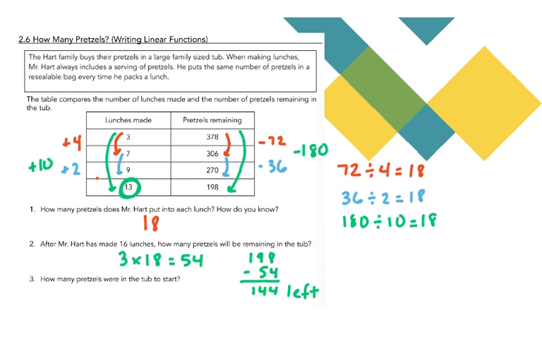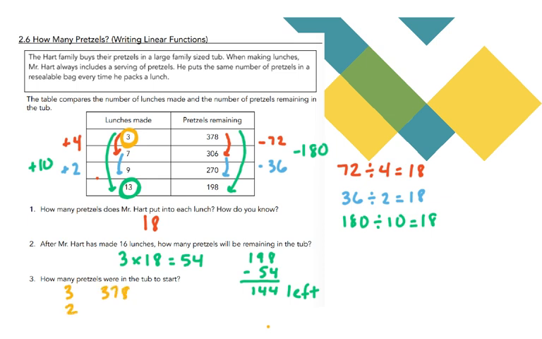So now my question is, how many did we start with? Interesting. We know what's going on, and eventually we're going to run out of pretzels. But let's go back in time. How do we do this? We know we started with 3 lunches already made, and we had 378 pretzels remaining. We also know that if we are going backwards, we're going to have more pretzels, because we started with more and then kept putting them in these lunches. So let's go backwards. At 3, we had 378 pretzels.